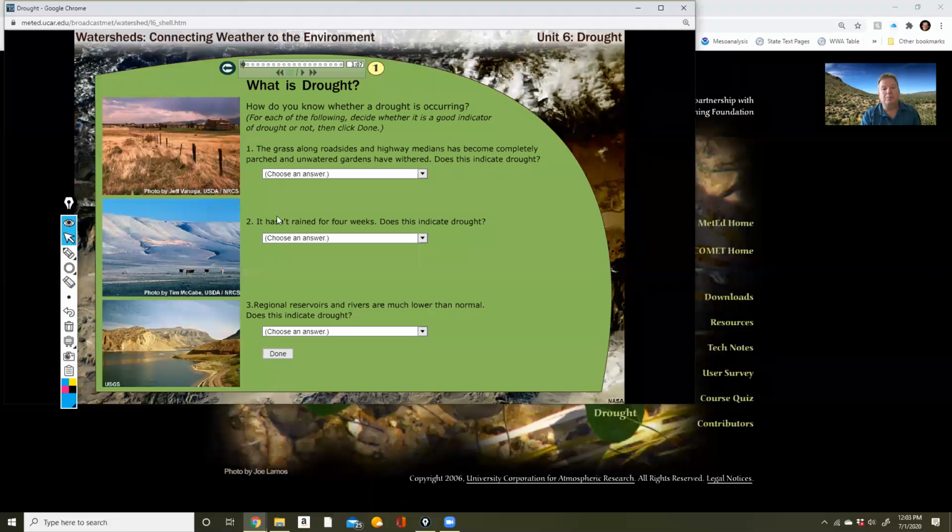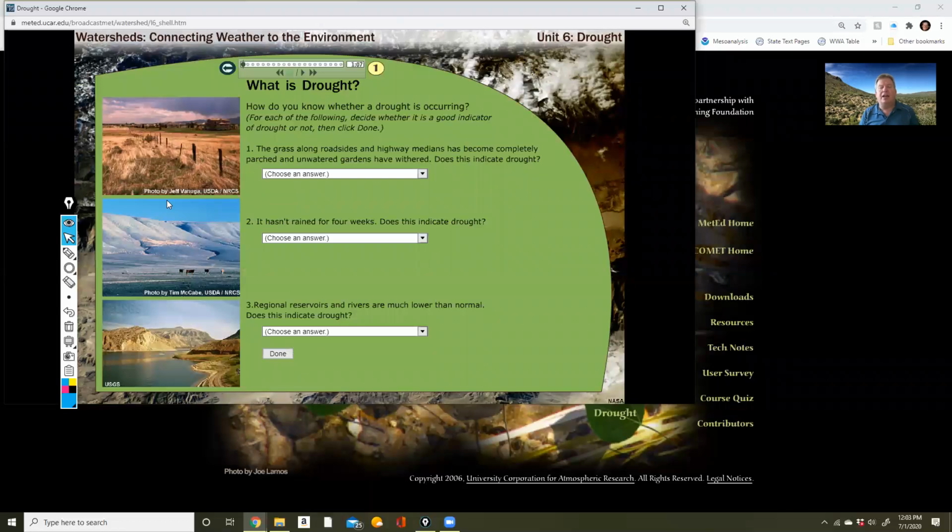This first page of the watersheds drought section is basically asking: when I see things, does that mean that there's a drought? Like, how do I know if there's a drought? And the answer is many times it depends. Because dry grass just means it hasn't rained for a while. But in an area, that might be typical of what you would expect. In Chicago, maybe not so much. We usually get rain most of the year.